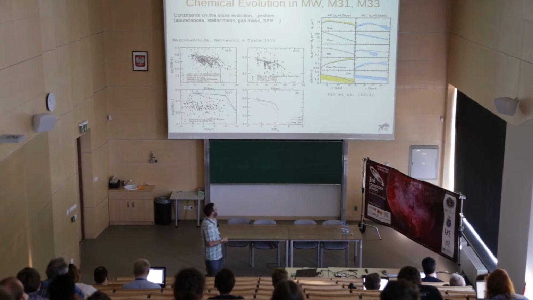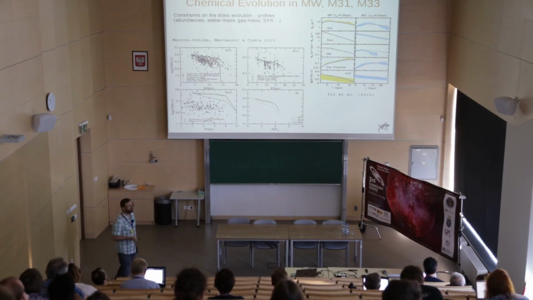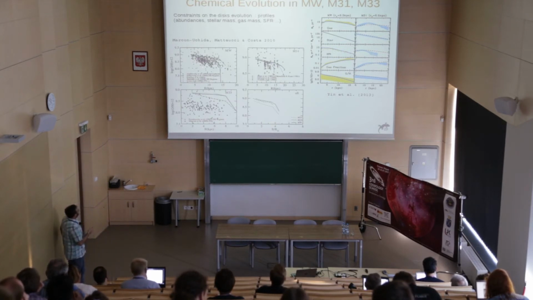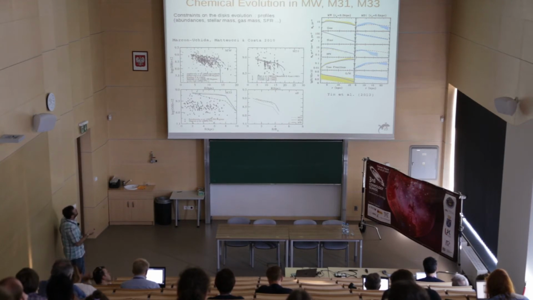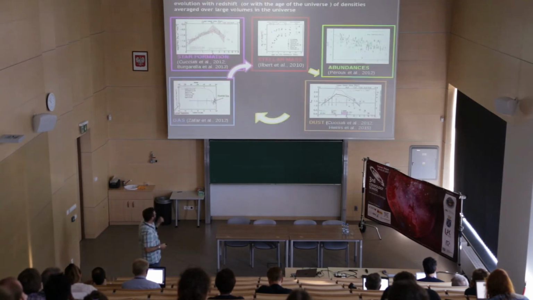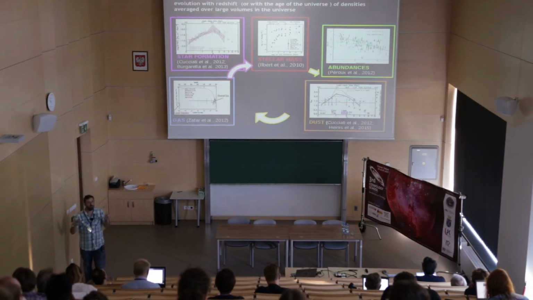This is another example of chemical evolution in the big spirals in the nearby universe, the Milky Way, M31 and M33. And the thing is that I talked about abundances mostly, so you have them here again, the oxygen to hydrogen ratio. But we can also constrain this type of models by the other quantities, which are the gas distribution, the star distribution, the star formation rate distribution, the gas fraction, all of this as a function of radius. And all of these together give you constraints on what must have been the history of these galaxies, of our galaxy and our neighbors.